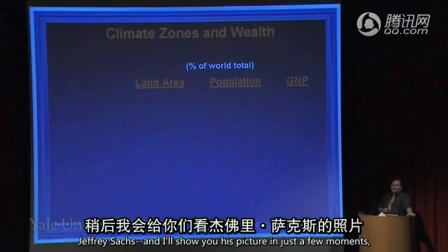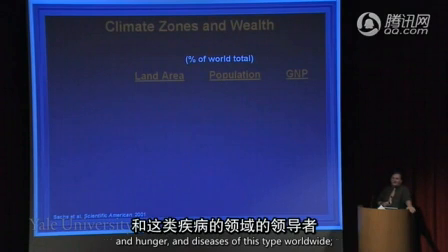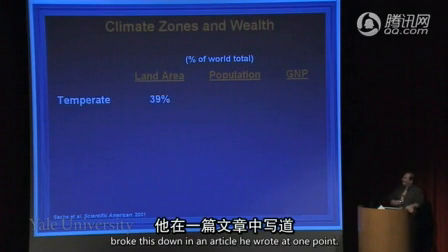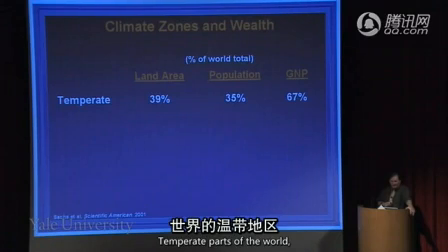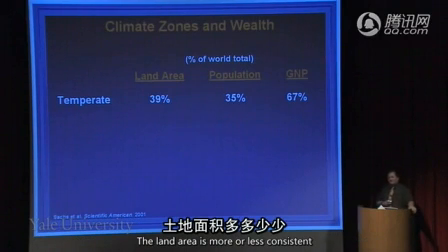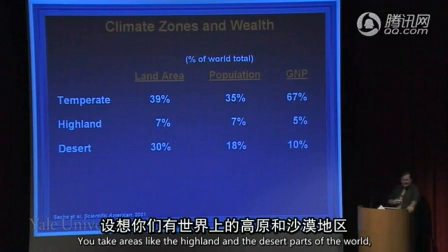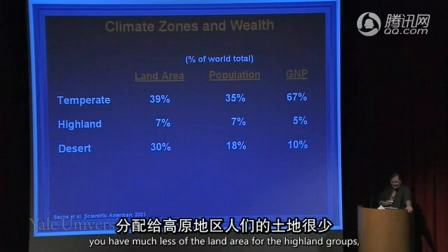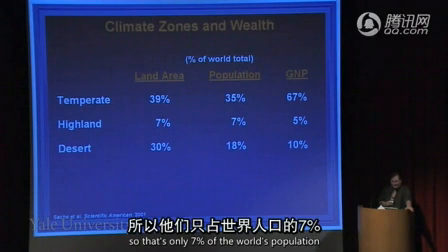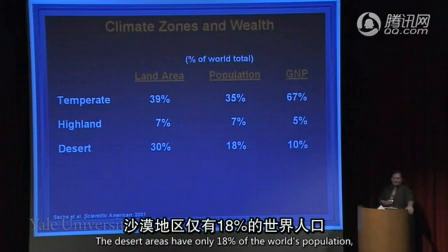So Jeffrey Sachs, and I'll show you his picture in just a few moments, who's a real leader in the whole area of world poverty and hunger and diseases of this type worldwide, who's at Columbia University, broke this down in an article he wrote at one point. So temperate parts of the world, and that would include areas like the United States, occupy 40% of the world's land area but have 67% of the world's wealth. So the land area is more or less consistent with the amount of the world's population, but the wealth is much higher. You take areas like the highland and the desert parts of the world, you have much less of the land area for the highland group, so that's only 7% of the world's population, so we won't factor that in so much. The desert areas have only 18% of the world's population, so we won't talk about that so much for the moment.